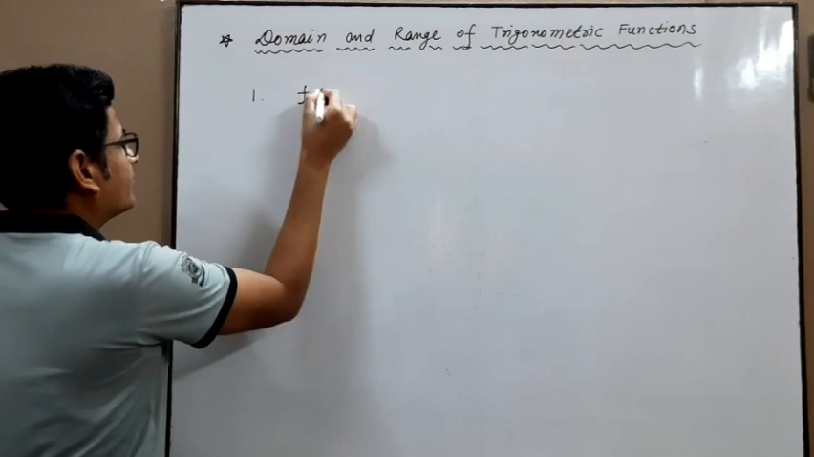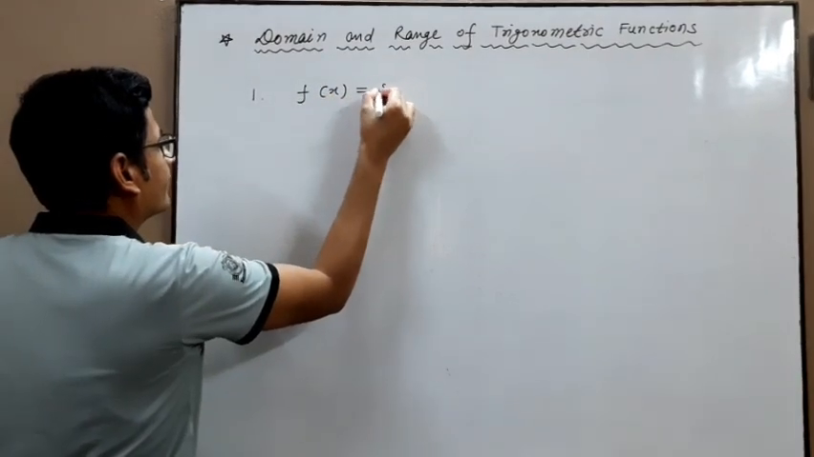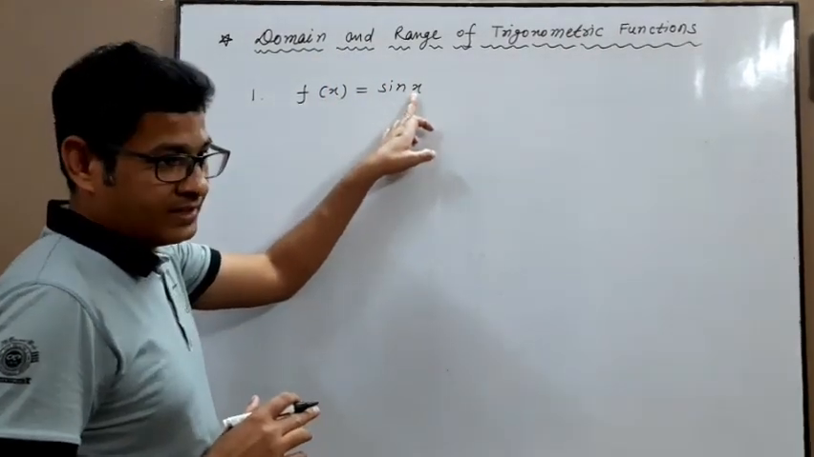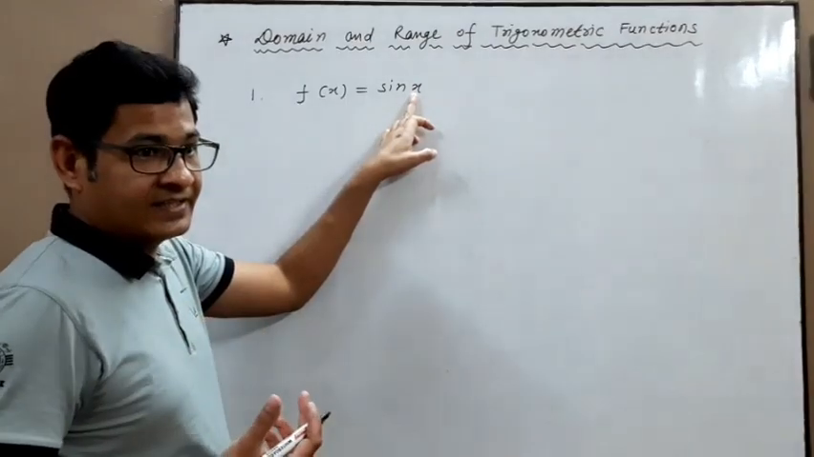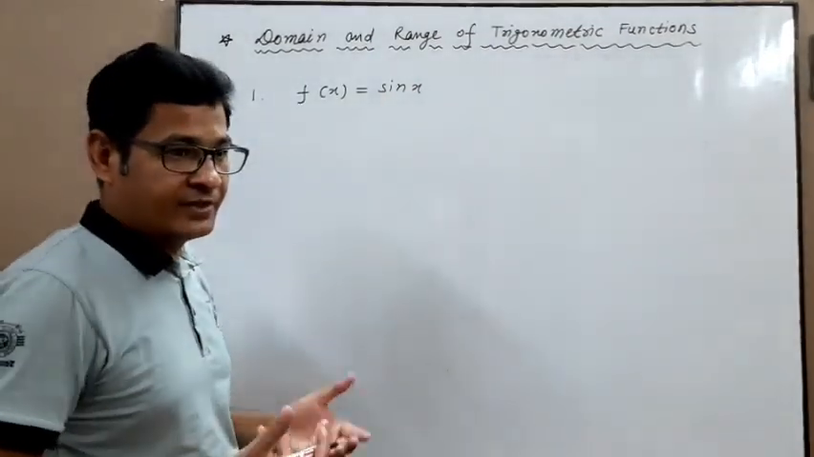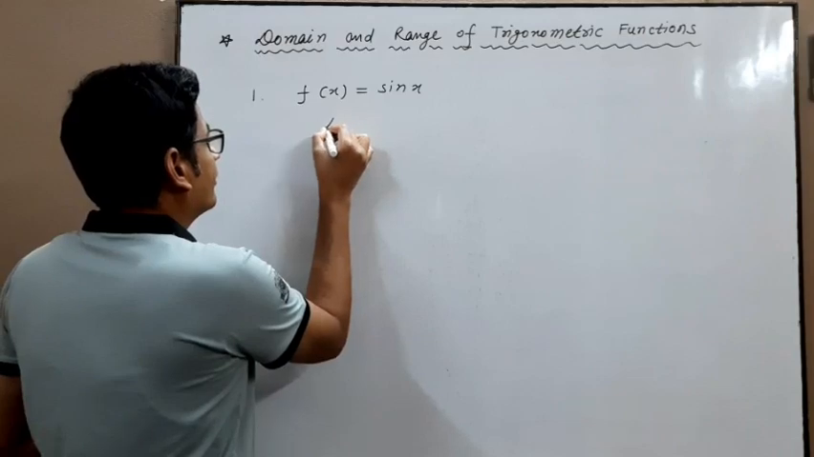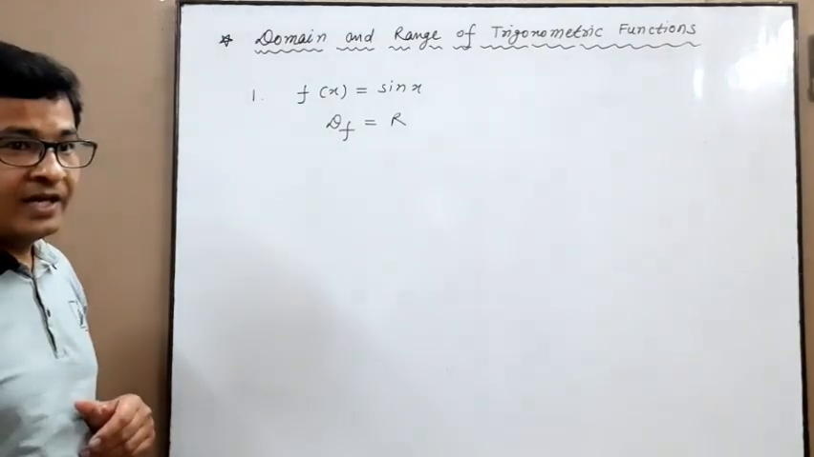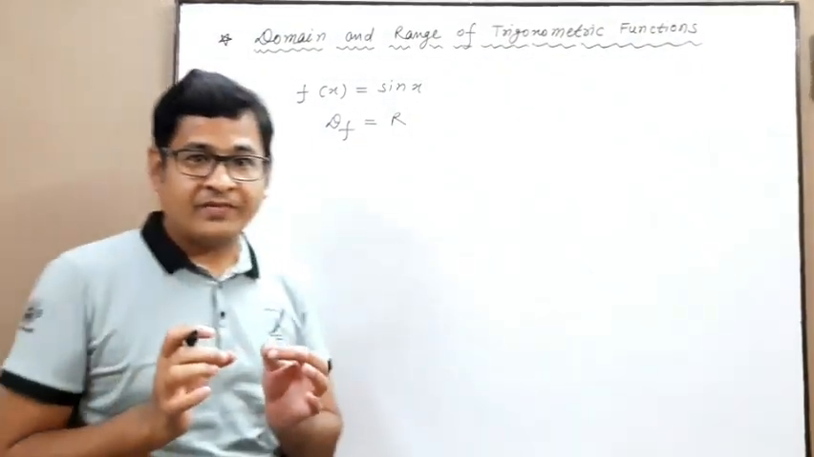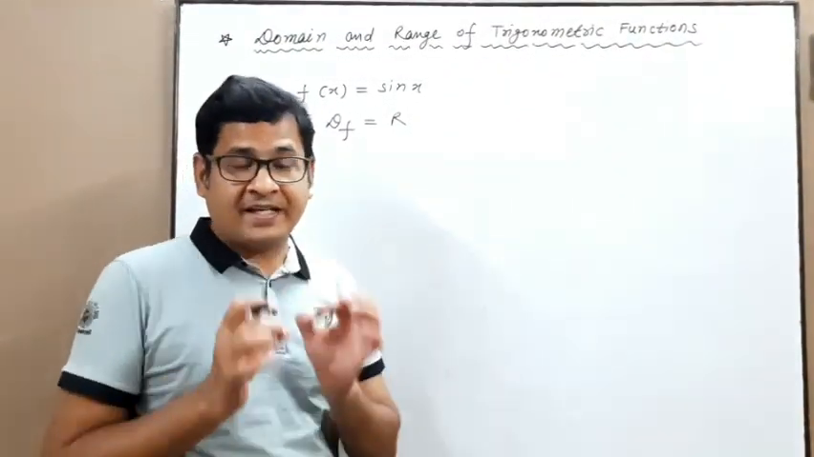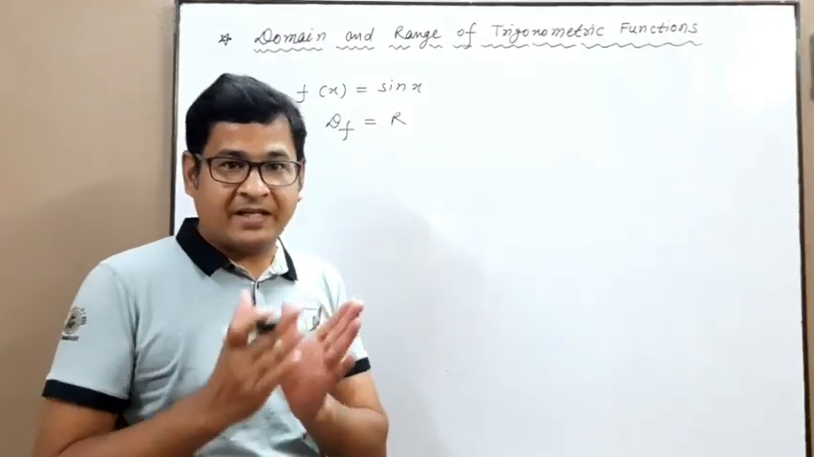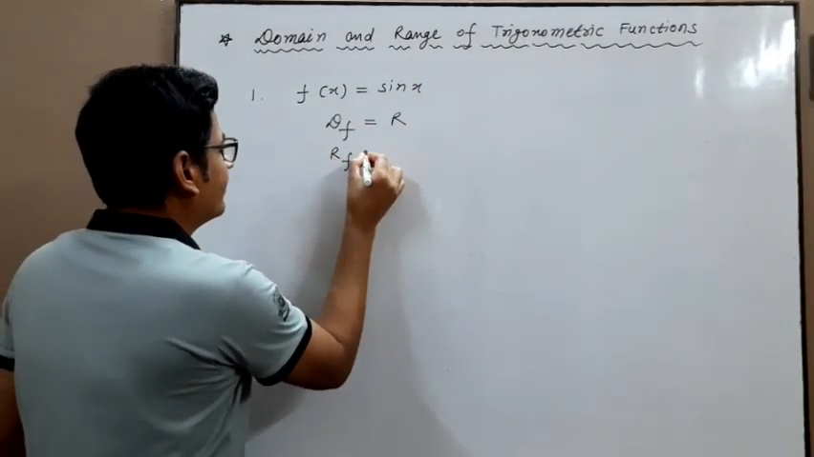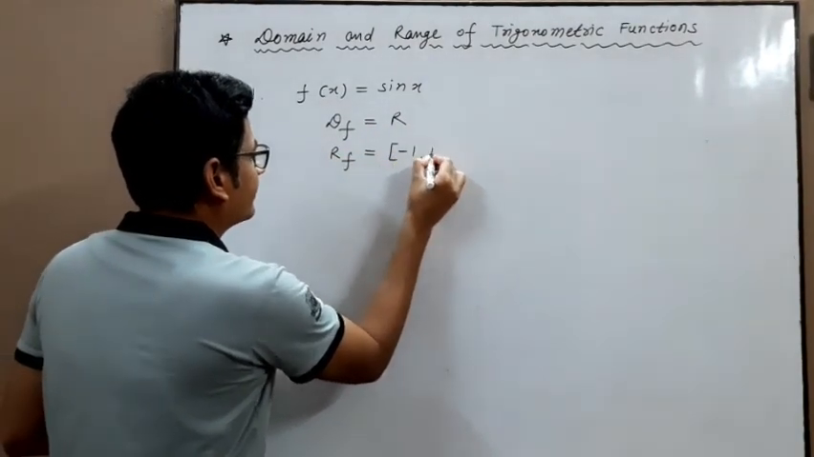Number 1, f(x) equal to sin x. We all know for every x belonging to real numbers, sin x is real. So the domain of sin x is the set of real numbers. You have to remember this. And the range is the output. We all know the range of the trigonometric function sin x lies between -1 and 1. Maximum value is 1 and minimum value is -1. So range of f is [-1, 1].